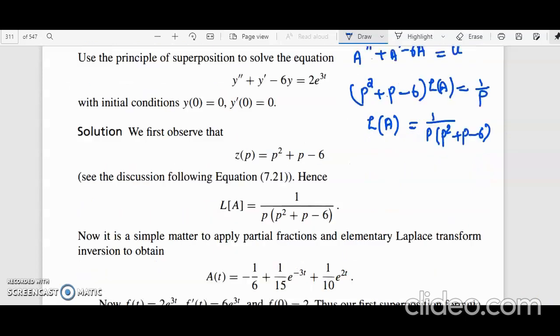And now we need to find out a of t. So from here, when we take the inverse Laplace transform, you will get a of t. So a of t will be L inverse of 1 by p square plus p minus 6. So we can convert it into partial fractions and find the solution.